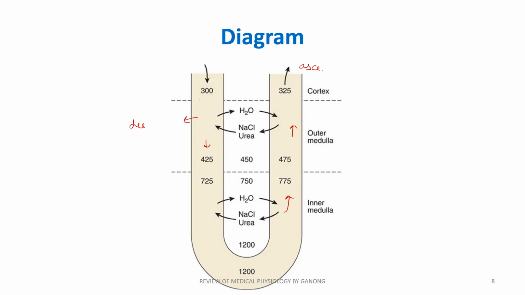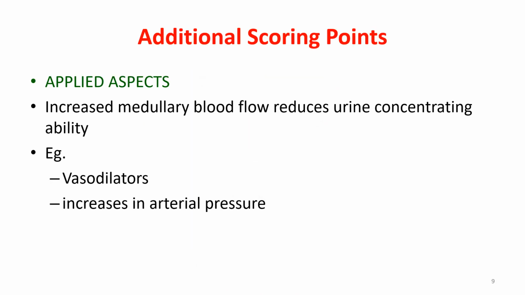And here you can see that in the descending vasa recta, the water is moving out and the solutes are moving into the vasa recta. Whereas in the ascending vasa recta, water is moving in and solutes are moving out. And here you can show the different parts of the kidney like the cortex and the medulla. So I think you can also write some additional scoring points like the applied aspects.